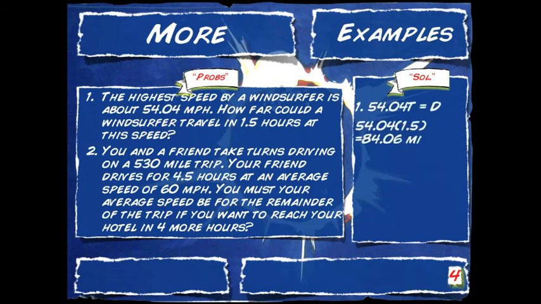Here's the solution to the first one. The second one, there's something I need to know first. I need to know how far to go. So we're going to calculate how far my friend went. So I multiply the hours times how fast he was driving. It's 270 miles. He drove just over halfway. Subtract that from the total distance to find out how much distance you have to go.